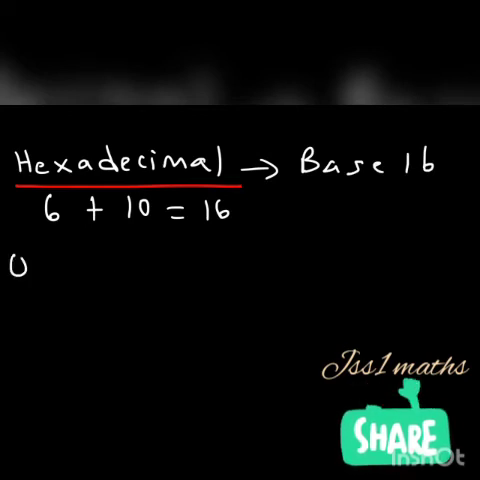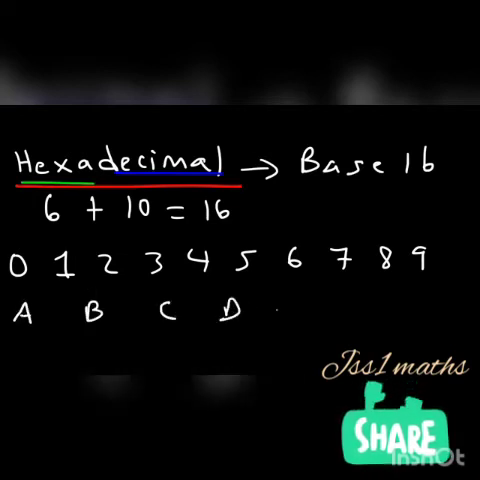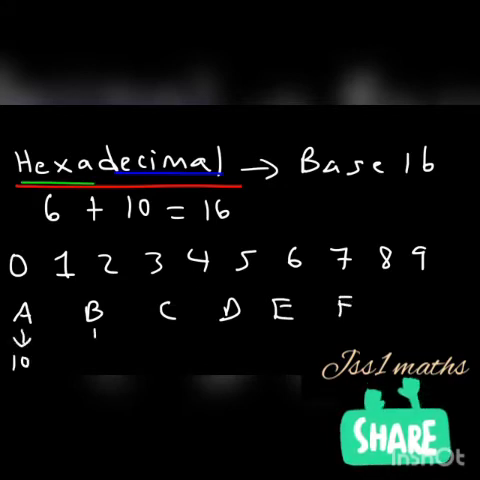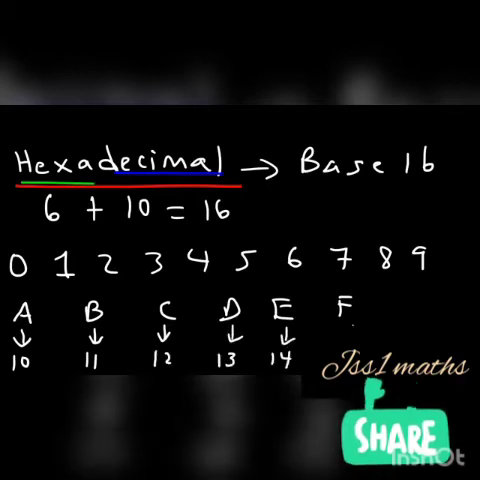And so the numbers are 0, 1, 2, 3, 4, 5, 6, 7, 8, 9. So we have all 10 numbers in the decimal system, but we also have 6 letters. And so those letters are A, B, C, D, E, and F. Now A corresponds to 10 in the decimal system. B in the hexadecimal system corresponds to 11 in the decimal system. C is 12. D is 13, E is 14, F is 15. So that's a total of 16 numbers, including 0.